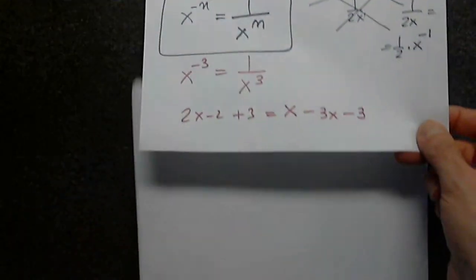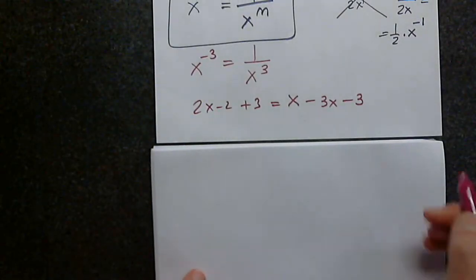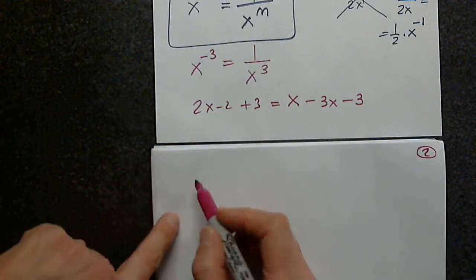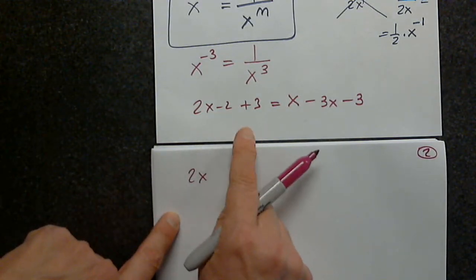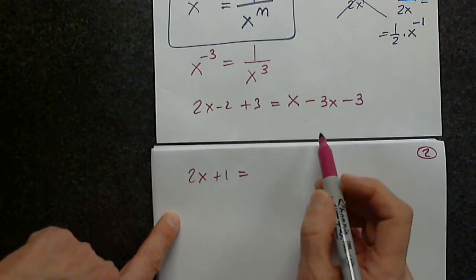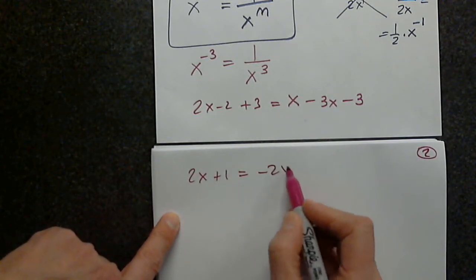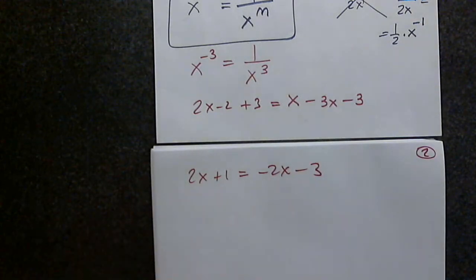Yes? Perfect. Now we have to combine like terms. Do not try anything before we combine like terms. The left-hand side is 2x, and then? The right-hand side is -2x minus 3. Very good.